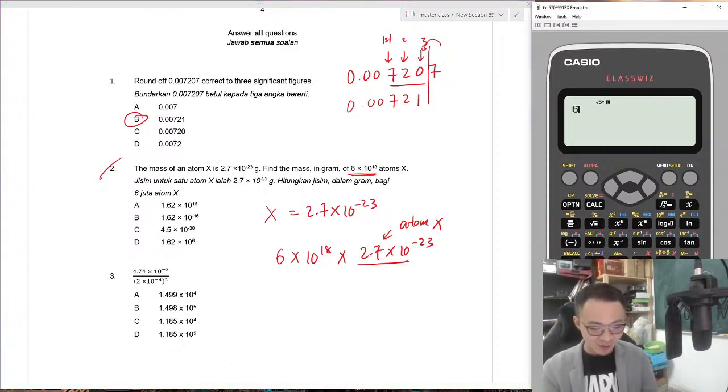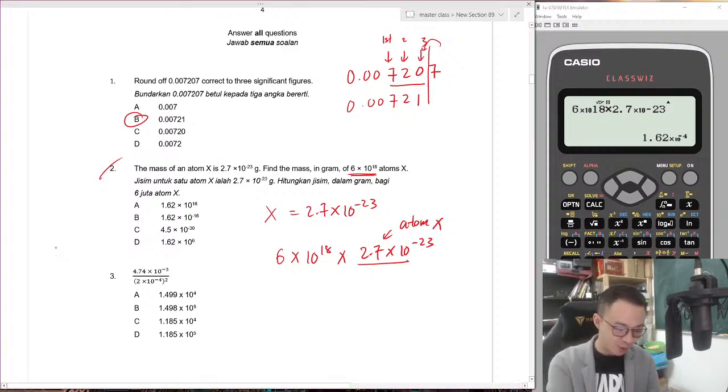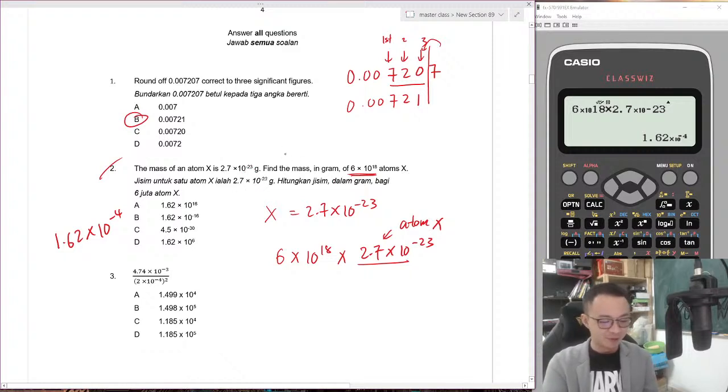So I will just do this: E18 multiplied by 2.7 E negative 23. The answer I get here is 1.62 multiplied by 10 to the power of negative 4, and I don't see any similar answer here. So maybe there is a typo in the question itself. I do not know, but this is the answer I would get.